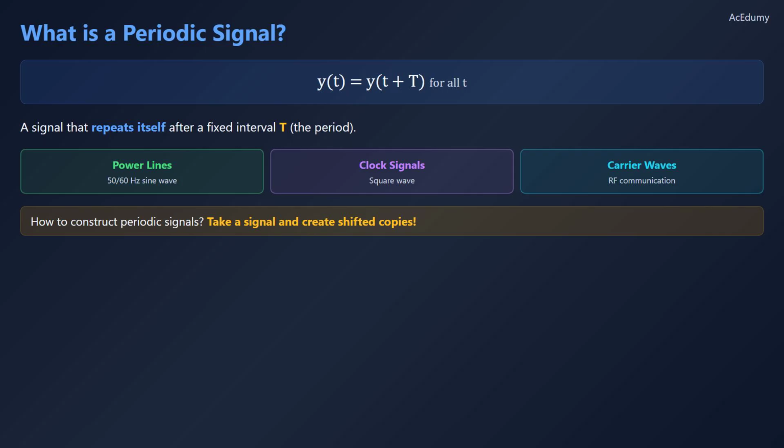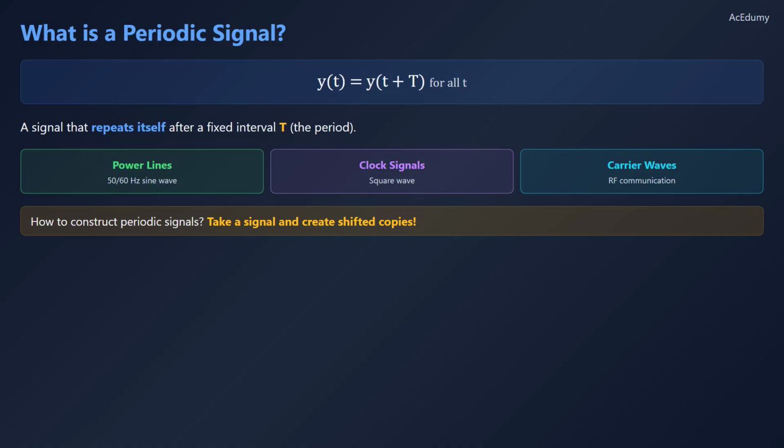A signal is periodic if it repeats itself after a fixed interval. Mathematically, y of t equals y of t plus T for all t, where T is the period. Periodic signals are everywhere in engineering: power line voltages, clock signals, and carrier waves in communication systems.